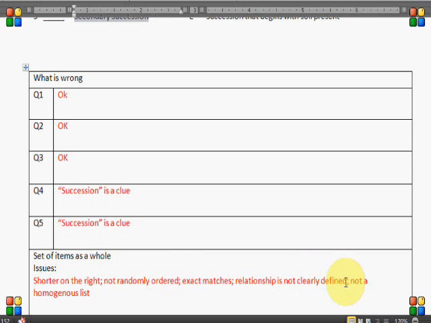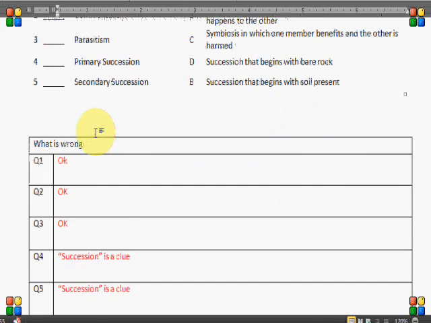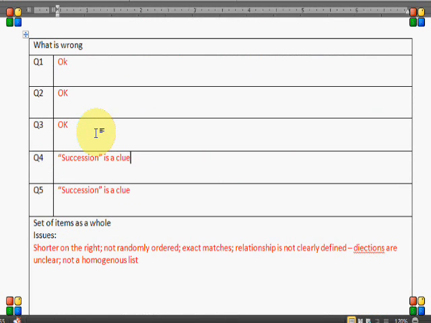And actually, let me change this. This should also be directions are unclear. And they're unclear in that they don't talk about the nature of the relationship on which things should be matched, but they also are just kind of confusing. So you could point both those things out.